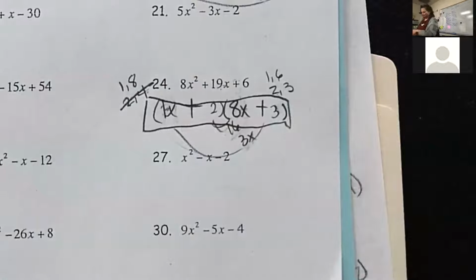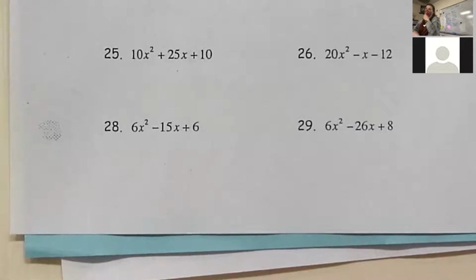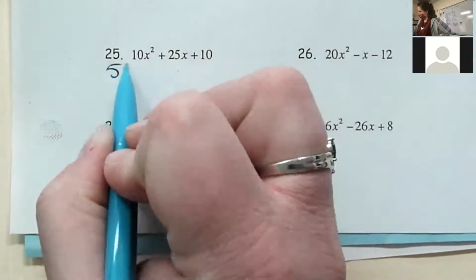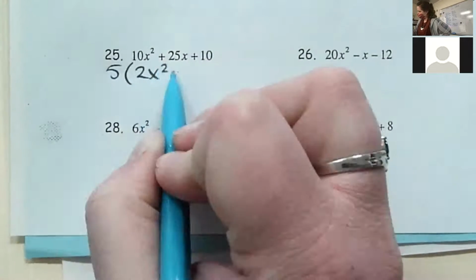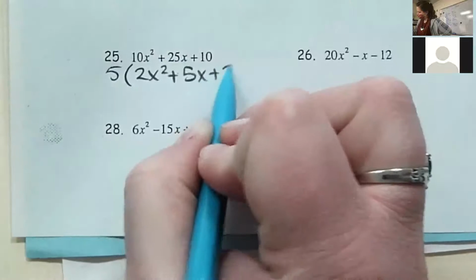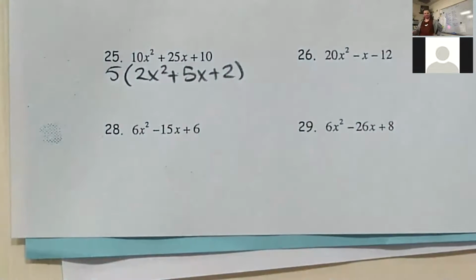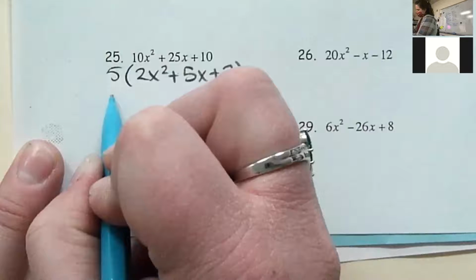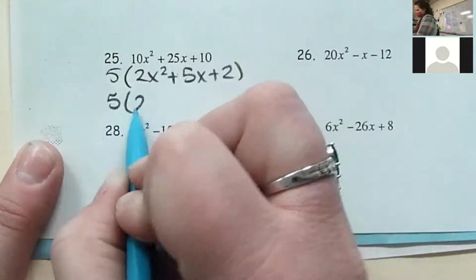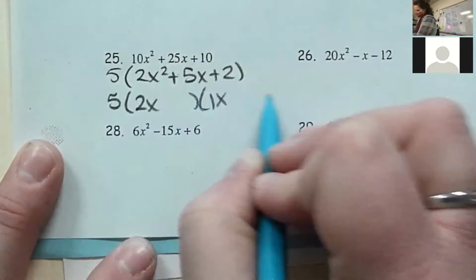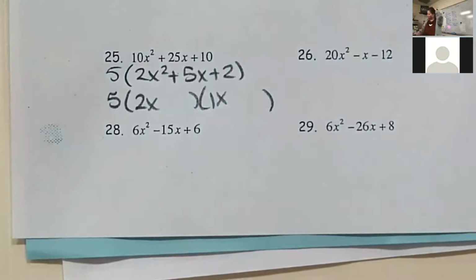Okay, we'll do 25. What do we know on 25? Take out a 5, yeah. That's going to leave me a 2x squared plus a 5x plus a 2. What's my only factors of 2? 2 and 1, yeah, so I have a 2x and a 1x. Do I have to put the 1 in front of the x? No.